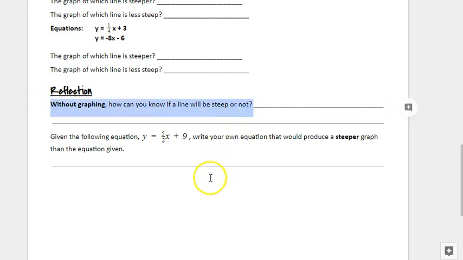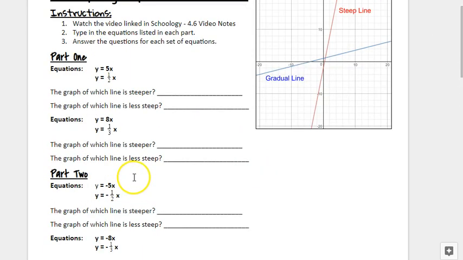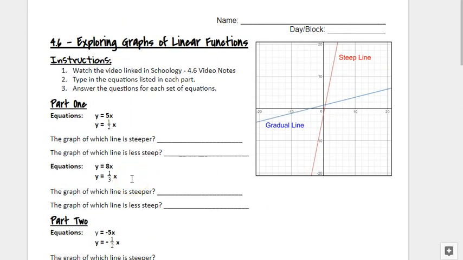If you can just look at an equation, like looking at this equation, you need to be able to figure out, is it going to be a steep graph or not so steep, by just looking at it. So by the end of the video notes, you should be able to answer that question. That is all of the video. So now use the Desmos link to complete the video note sheet and bring it back to class with you.